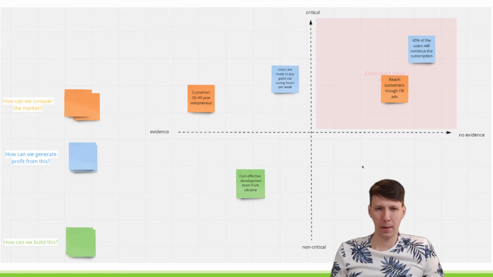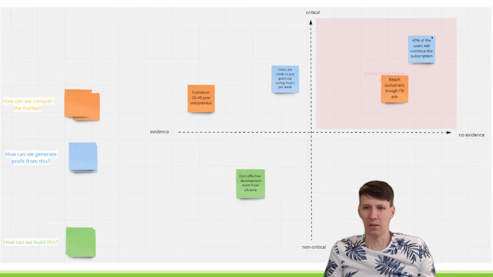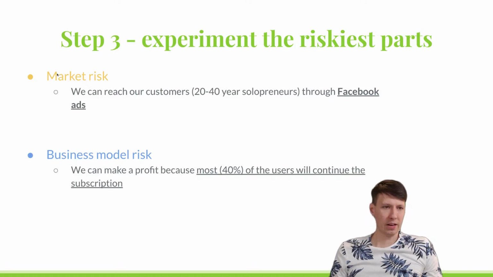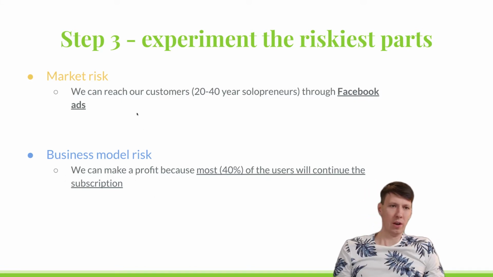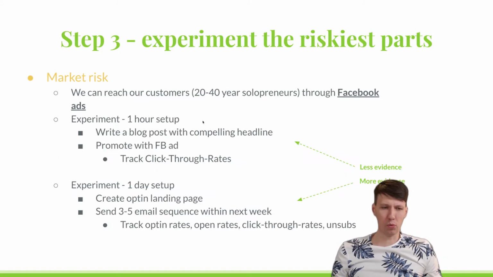Okay, so step 3 is to turn these into experiments so that we can get more evidence that it will work. As an example, here are the market risk and the business model risk. The market risk: we can reach our customers, 20 to 40-year-old solopreneurs, through Facebook ads. And the business model risk: 40% of the users will continue the subscription. First, let's start with the market risk. This is still relatively straightforward. In this case, it's easy to just start running Facebook ads.